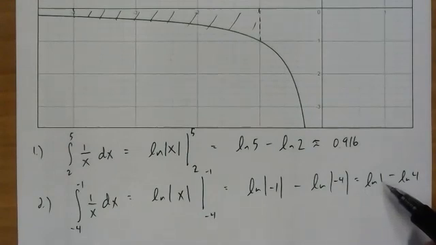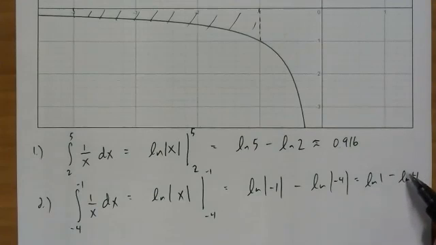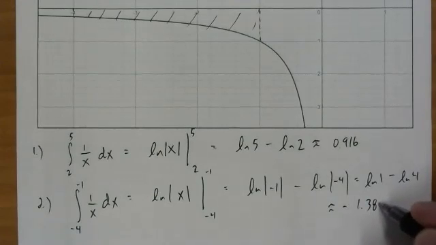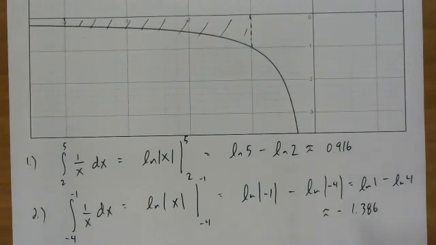take natural log of 1. Well, some of you may have known this, but the natural log of 1 is always 0. So this first term is 0. So I'm going to have negative natural log of 4, which equals approximately 1.386. So in fact, it's true. This is a negative area, negative 1.386.